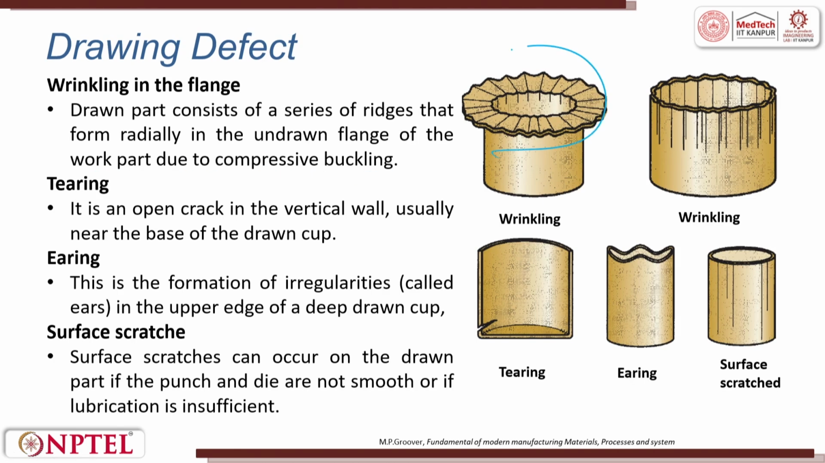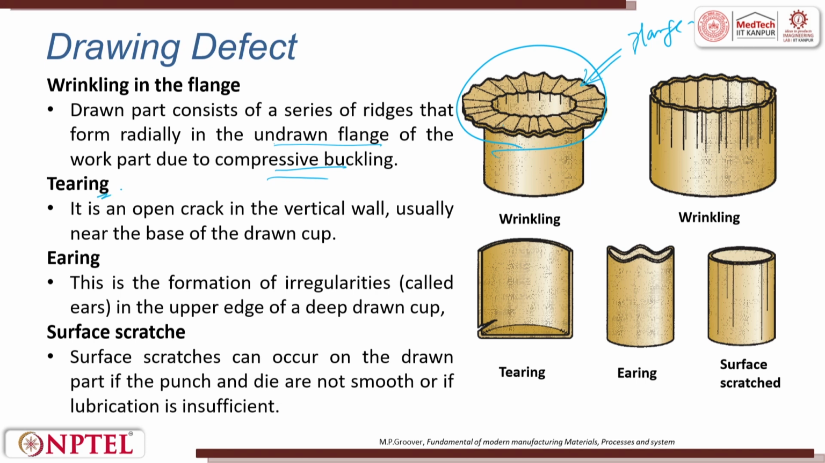This is what I was trying to tell you about wrinkling. Wrinkling means something like making a frill around the flange. This is called the flange surface. When you have a blank and it is bending, this becomes a flange. Wrinkling in the flange of a drawn part consists of a series of ridges that form in the undrawn flange of the work due to compressive buckling. Because of this wrinkling, the material flow will not happen uniformly.